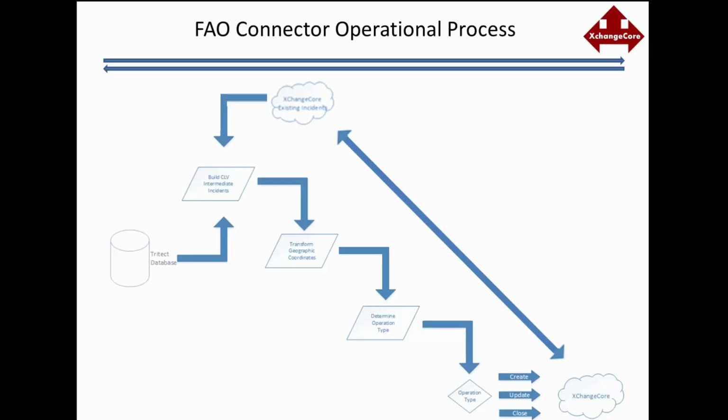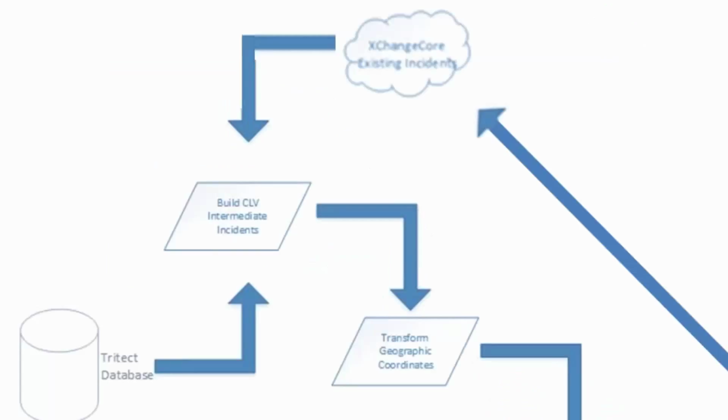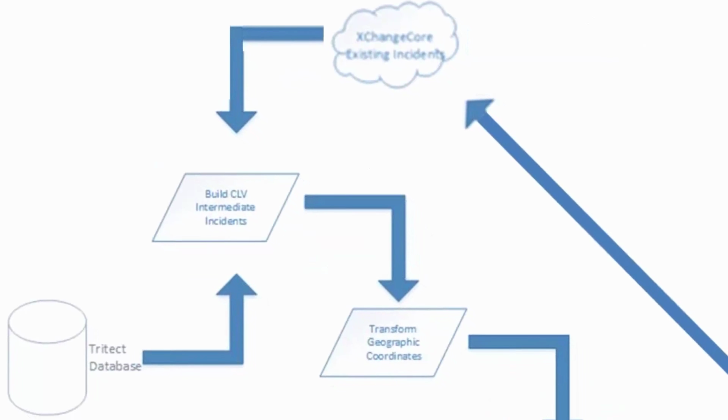Once I figured out how to retrieve incidents from the core, I was able to bring back Tritech data using a combination of those incident IDs combined with the last run timestamp. This gave me both new and existing information. And with that information, I was able to update the status on my CLV incident objects.